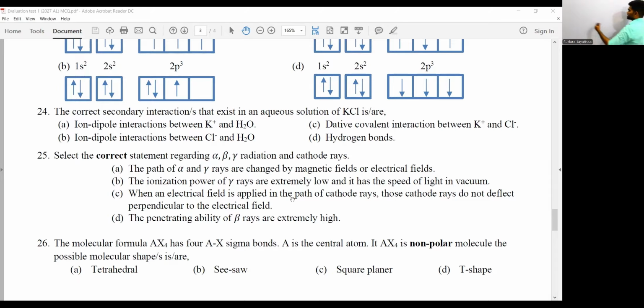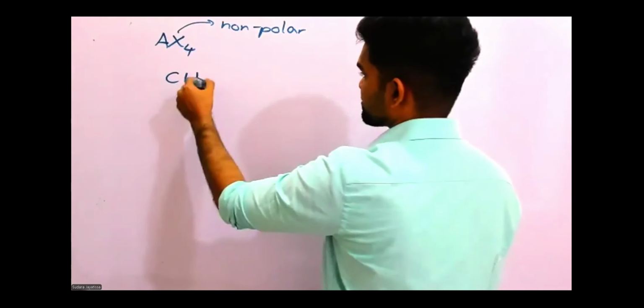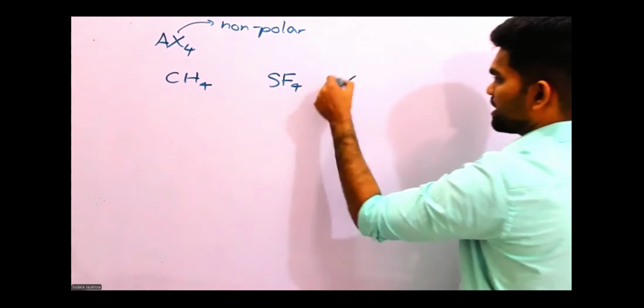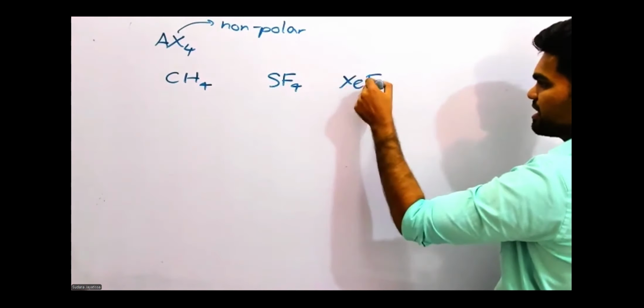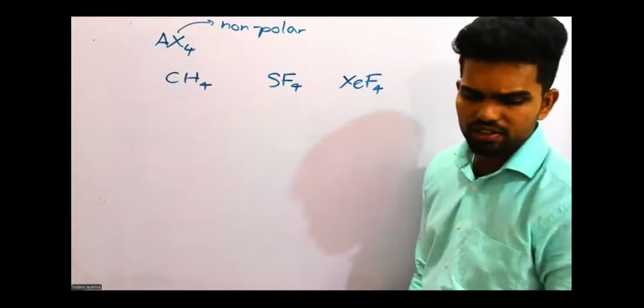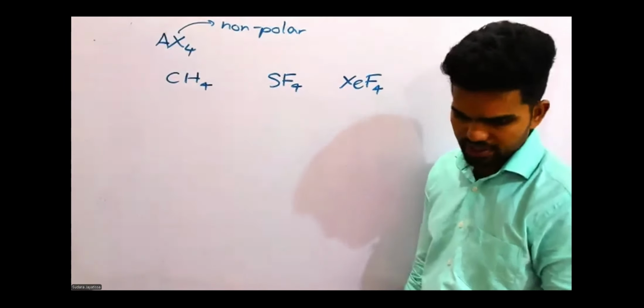Okay, so the molecule is AX4 and it is non-polar. So what are the possible formulae for AX4? Now you can give some examples. CH4 is there, and then you have SF4, XeF4. Like that, there are several examples. I think we had the same several molecules for another question.